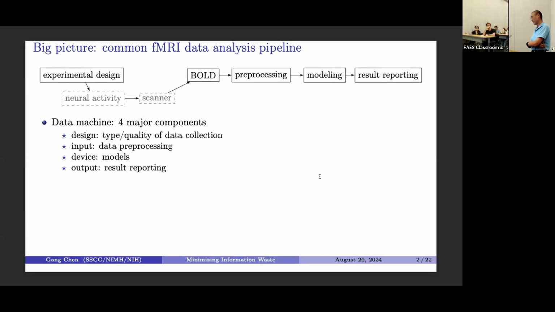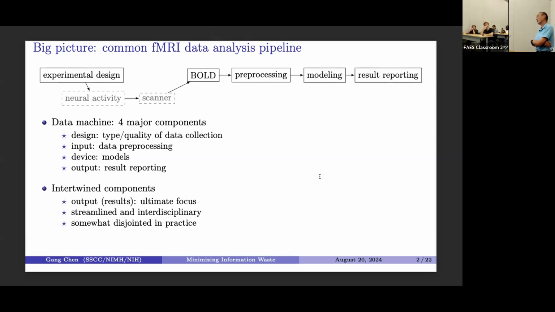I consider that they are relevant from a modeling perspective. First, the design, which is crucial. Then we have the input, which is basically the data. Then we consider the modeling part as basically the data machine, right? Once we have the input, the data, we put the data into the machine, we do a bunch of things, then we have the end product, which is the output. So those are the four components.